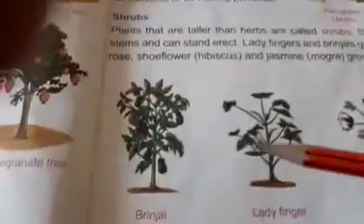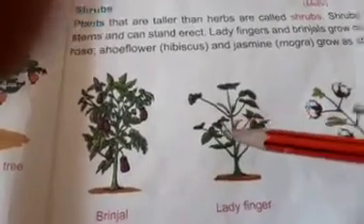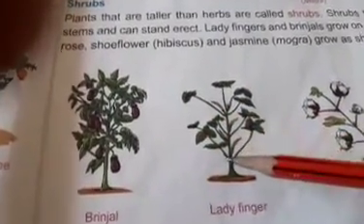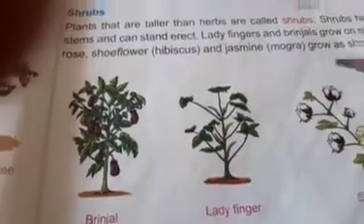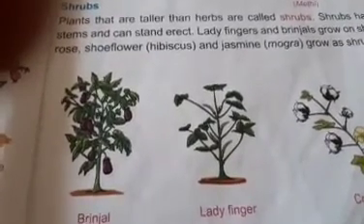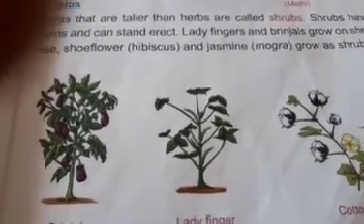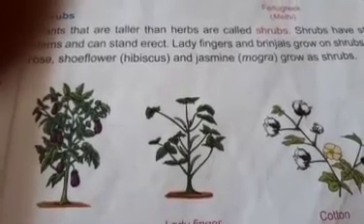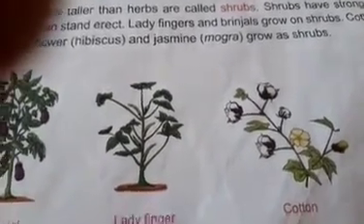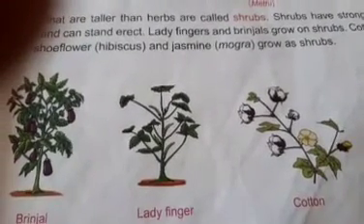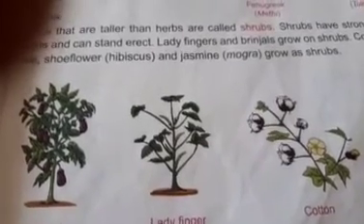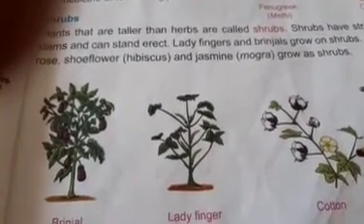Brinjal and lady's finger also grow on shrubs. Cotton plant, rose, hibiscus, jasmine plants grow as shrubs. Understood, my kids? What are herbs? What are shrubs?